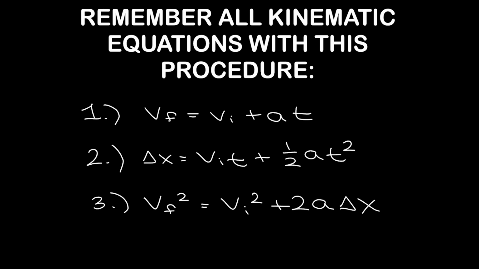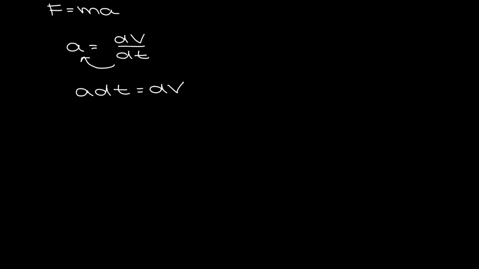So let's go ahead and get started with a basic fundamental equation that we all learned on the first day of physics, which is F equals ma. From this equation, we are actually able to pull out the acceleration. And we know the acceleration is the change in velocity over the change in time. Now we are going to pull the dt to the other side and attach it to a. So we are left with a dt is equal to dv.